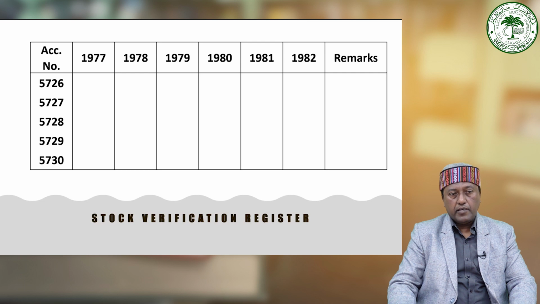So this is a format you can see. You have a register where on the left hand side you have the accession number, and on the top you can see you have the year. So every year you can verify it, and you can put a tick mark or a cross mark depending upon the availability. If it is available, you can put a tick mark, and if it is not available, you can put a cross mark. And this is how the register can be maintained for many years, probably at least a minimum of 10 years, and your original accession register remains saved.